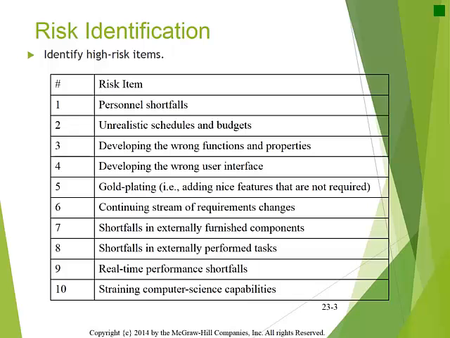Management techniques for these risks can be found in the textbook in Figure 23.10. For instance, personnel shortages can be lessened by staffing with top talent, job matching, team building, key personnel agreements, and cross-training. Gold plating can be lessened by requirement scrubbing, prototyping, cost-benefit analysis, and designing to cost.